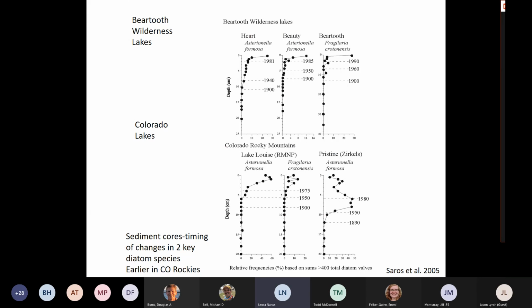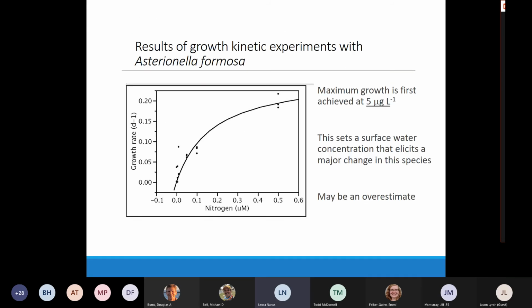And this slide is some work by Saros and others showing the timing of changes in 2 key diatom species, showing that it's earlier in the Colorado Rockies compared to the Beartooths. But nevertheless, there is a response in the diatom Asterionella formosa in the Beartooth wilderness lakes. And that's what we used for our threshold value.